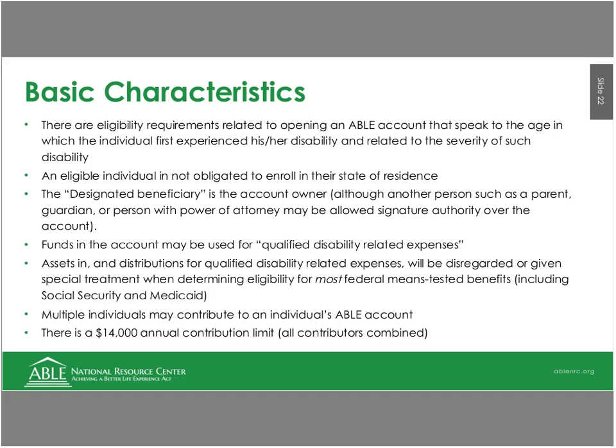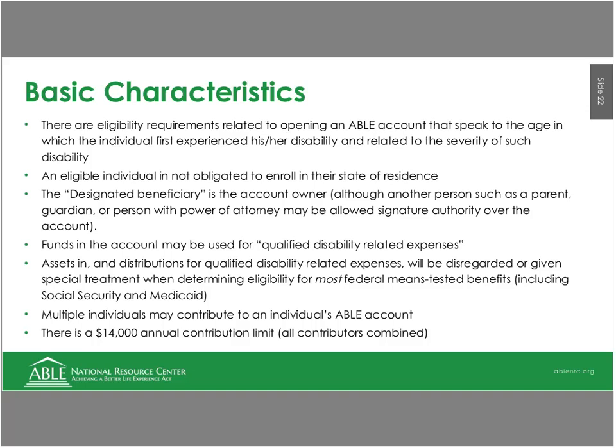And one of the greatest things, or perhaps the greatest thing, about the ABLE Act and ABLE accounts is that assets in and distributions for qualified disability-related expenses will be disregarded or given special treatment when determining eligibility for most federal means-tested benefits, including Social Security benefits and Medicaid. Multiple individuals may contribute into an individual's ABLE account, including friends, family, and certainly the beneficiary or account owner themselves, perhaps as a result of funds they've earned through employment.